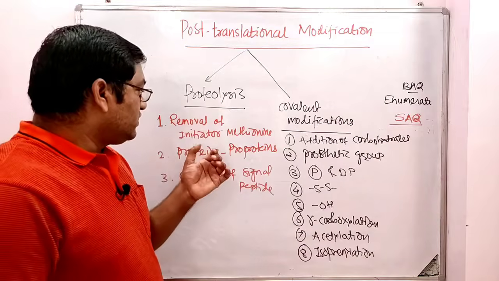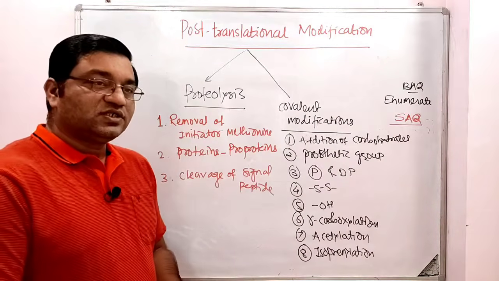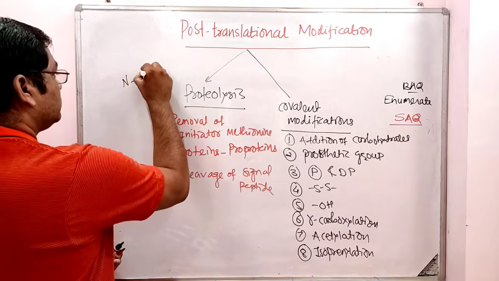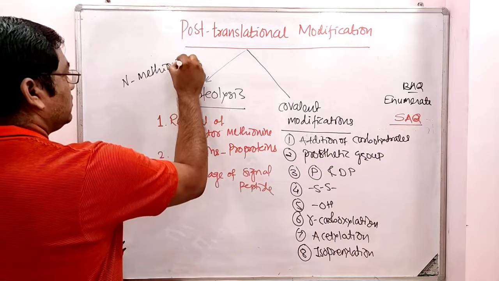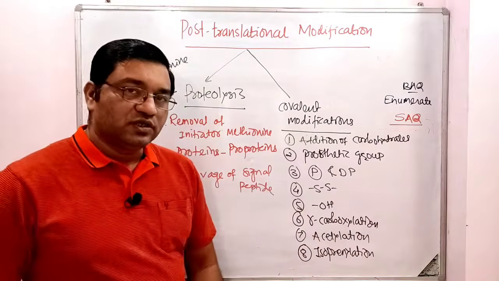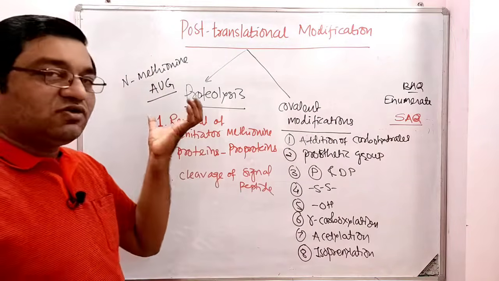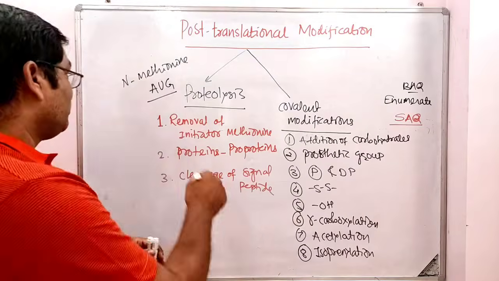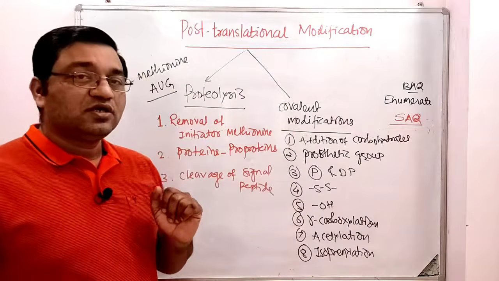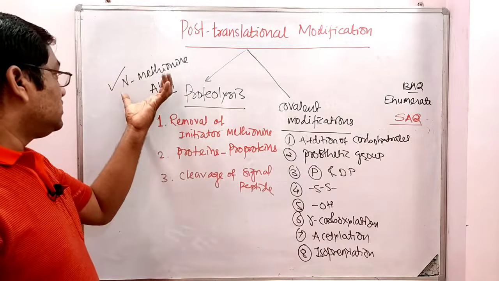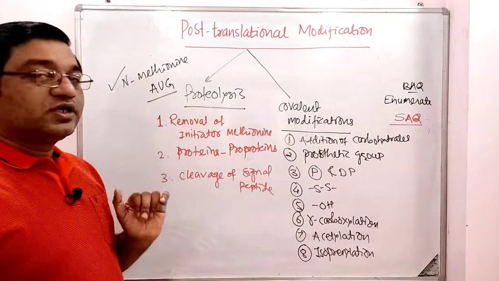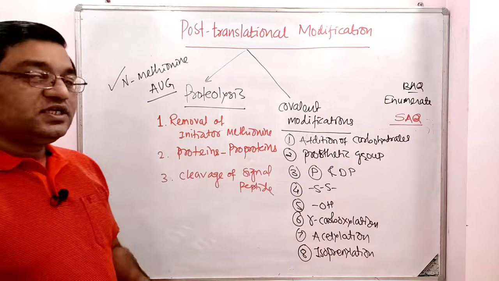Now we'll discuss one by one, that is removal of initiator amino acid. So peptide chain always starts with the N-terminal methionine, because the first codon is always AUG and AUG codes for the methionine. So the peptide chain always starts with the methionine. So this removal of methionine and activation of protein is an important step in the post-translational modification. In some proteins this N-terminal methionine is removed and activation of protein occurs. This is known as removal of initiator methionine.